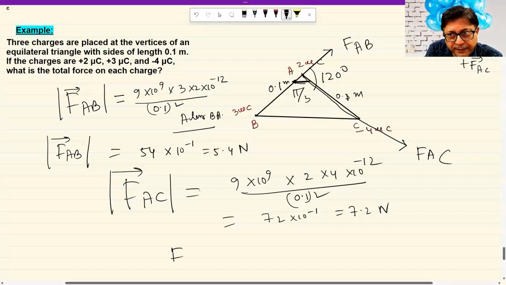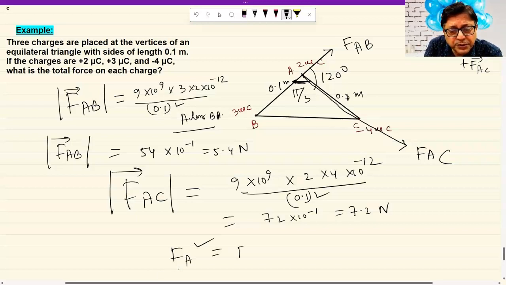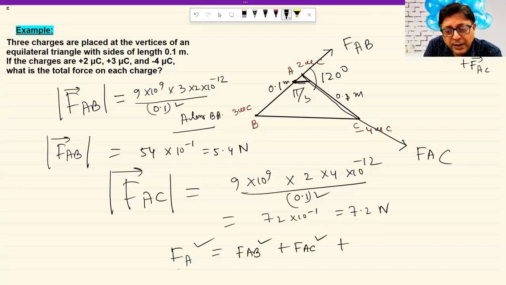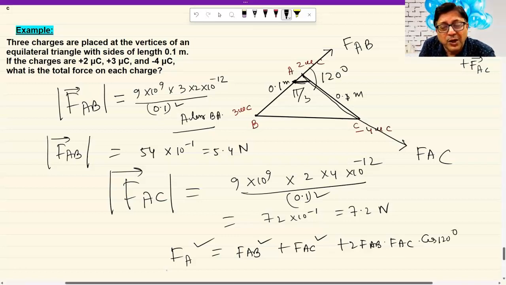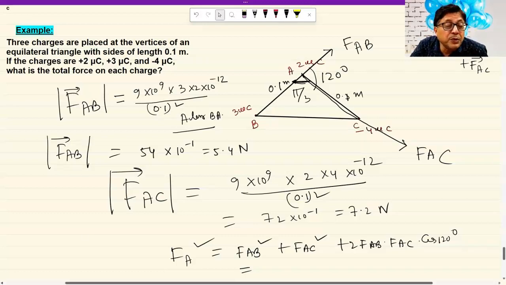You find the FA magnitude. What will the FA magnitude be? You write FA square equal to FAB square plus FAC square plus 2 FAB FAC into cos 120 degrees. What you have to do there is just substitute these values: 5.4 square, 7.2 square, plus 2 into 5.4 into 7.2, cos 120 is minus half. You get the value of FA from there.